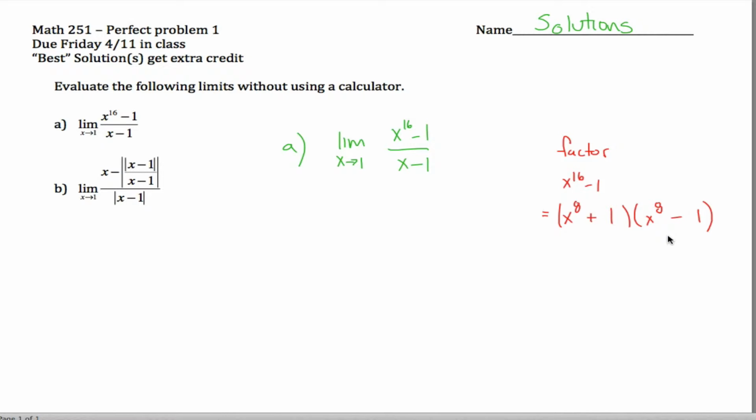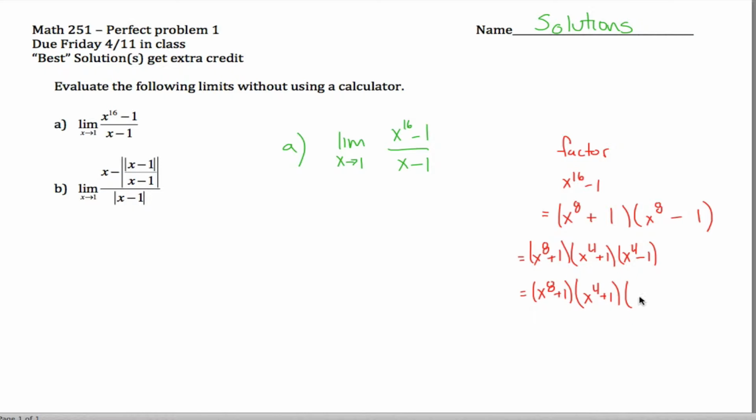We're not done here. This one's done. We can't factor this any further, but this one's still a difference of squares. So that's equal to x to the 8th plus 1, times, as a difference of squares, this would factor to x to the 4th plus 1 times x to the 4th minus 1. Guess what? Another difference of squares. Can't do anything with x to the 8th plus 1. Can't do anything with x to the 4th plus 1.